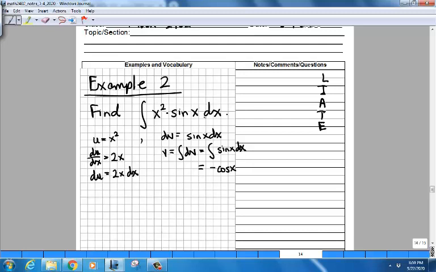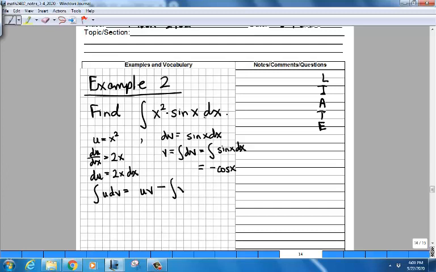So now you're in great shape. You have the du and you have the v, so you can fill them into your integration by parts formula. Remember, the integration by parts formula says, I already started writing it down wrong, that the antiderivative of u dv is equal to u times v minus the antiderivative of v du. So just fill things into this formula.